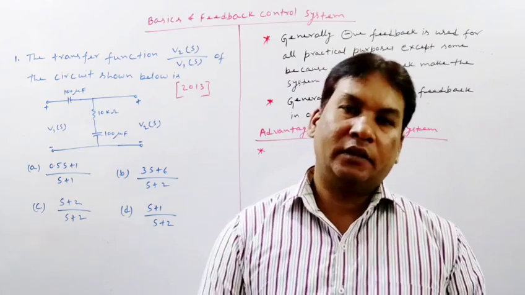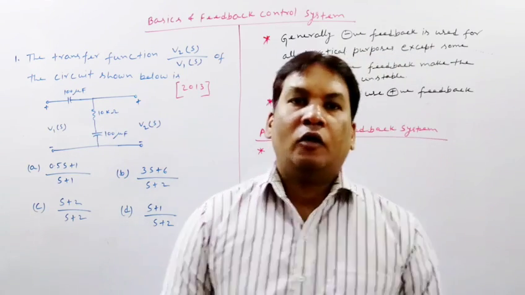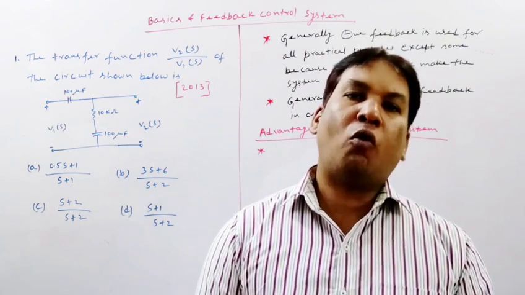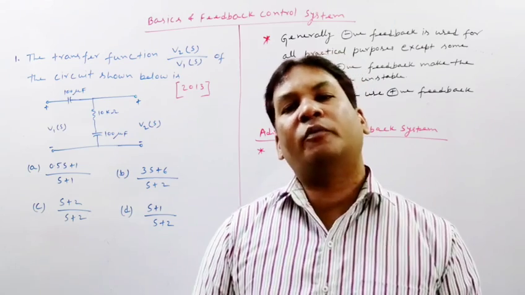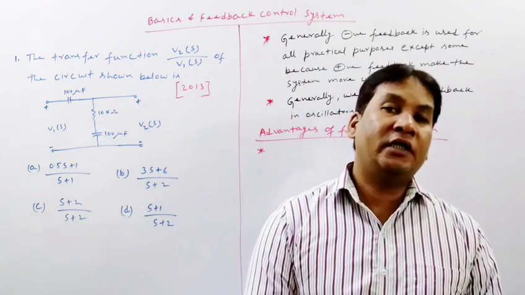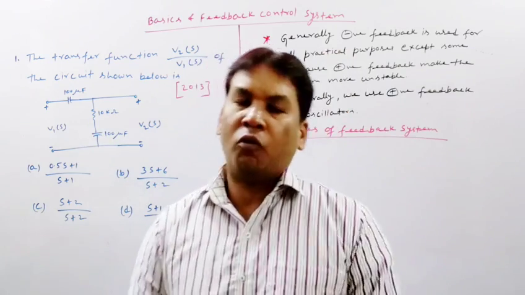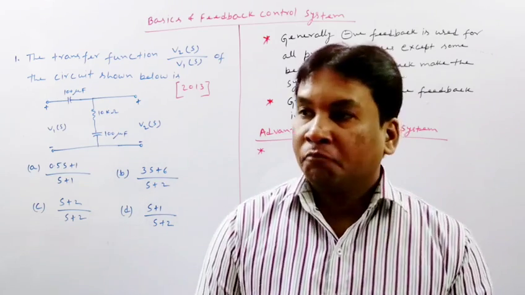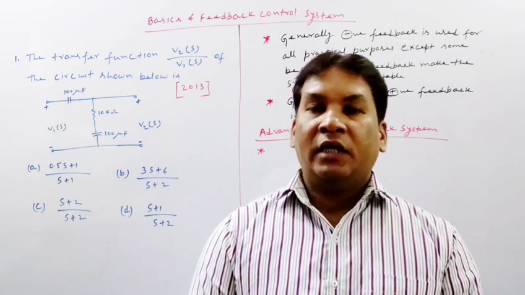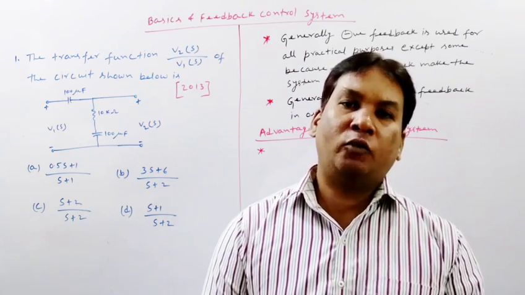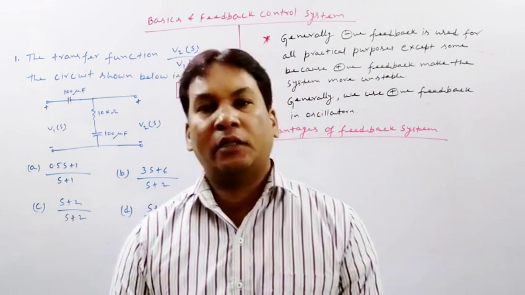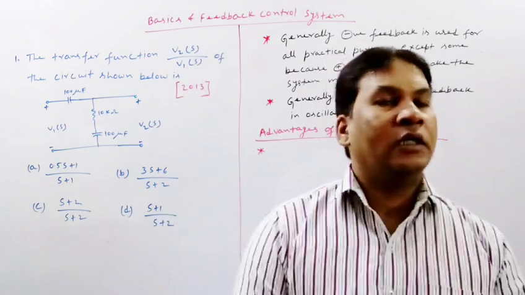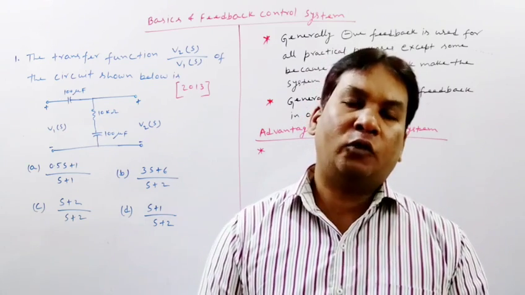Third advantage is the effect of noise is reduced, and fourth advantage is the bandwidth of the system increases. So these are the four advantages, but there is one disadvantage also. The gain of the system decreases by a factor 1 plus G(s) into H(s). Actually we are taking negative feedback system, so 1 plus G(s) H(s).